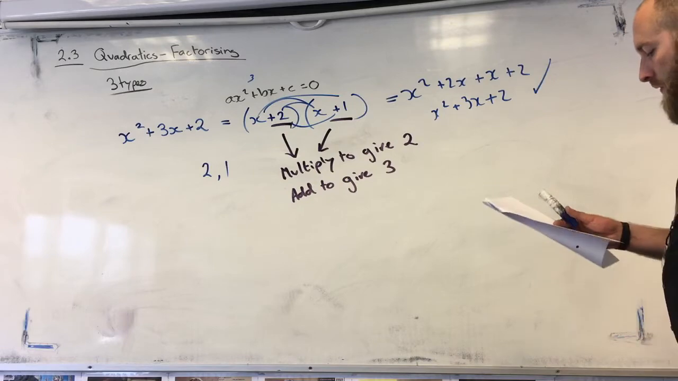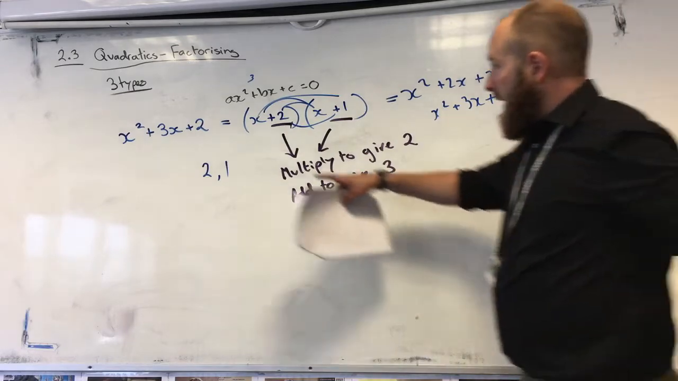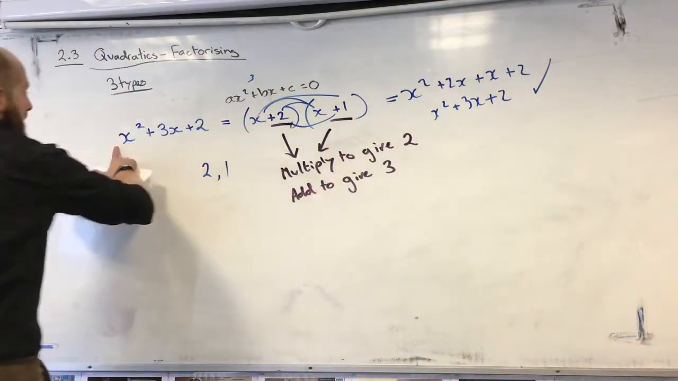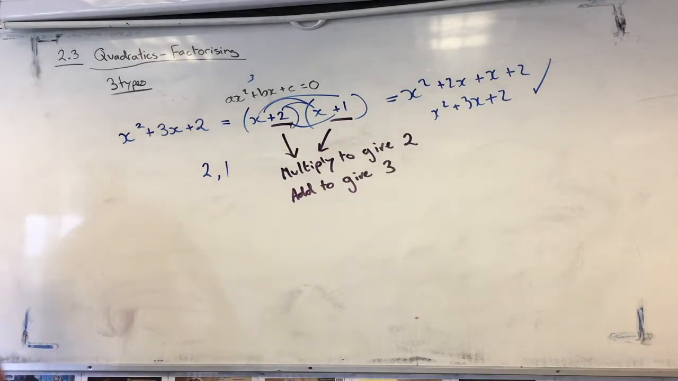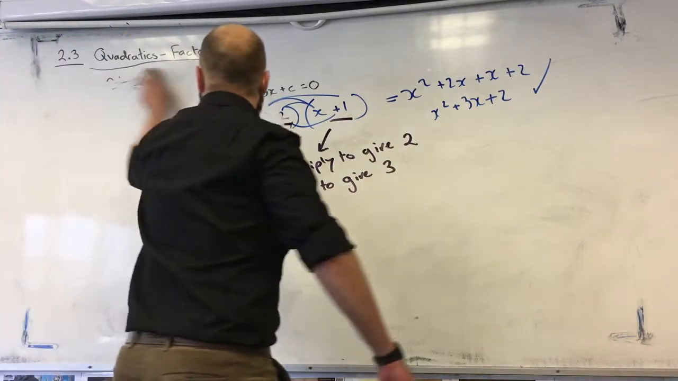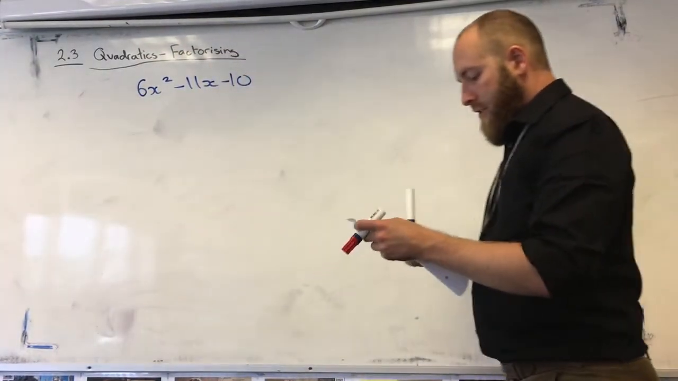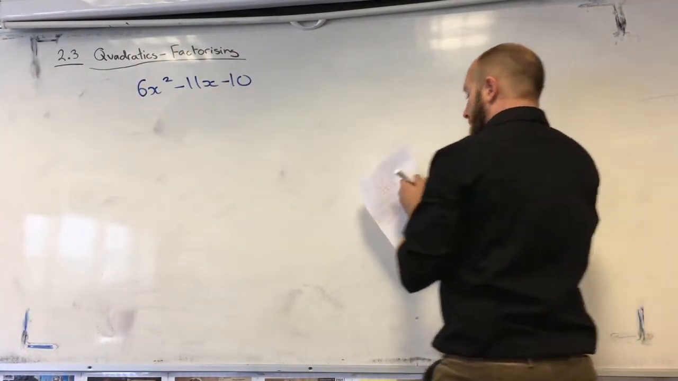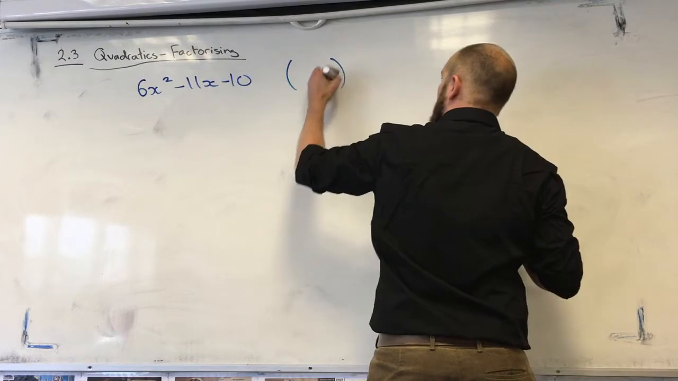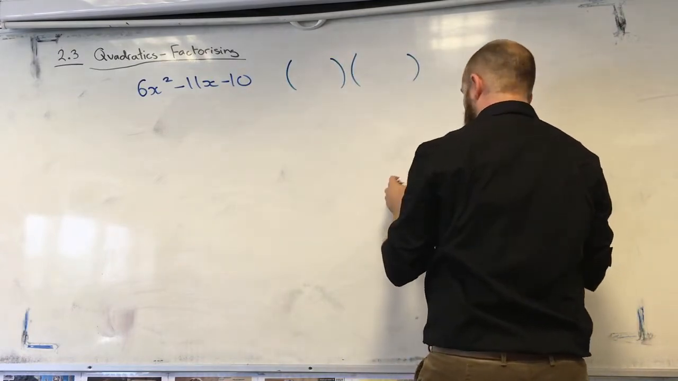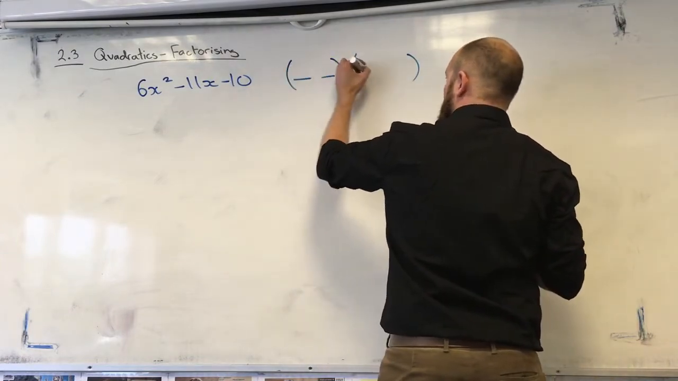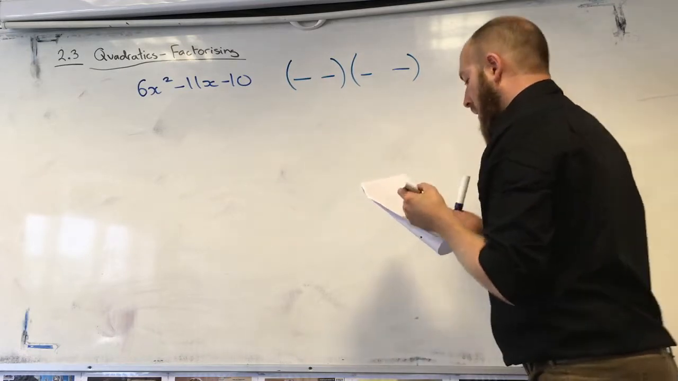Now, the ones that students find more difficult are when you've got a number in front of the x squared. So let's try something like that. It's the same idea, it's just a bit more difficult. If I put my brackets up, the difficulty now is we've got two unknowns in each bracket.